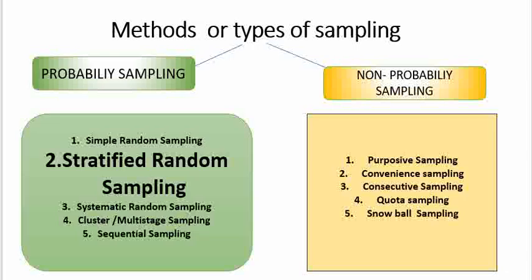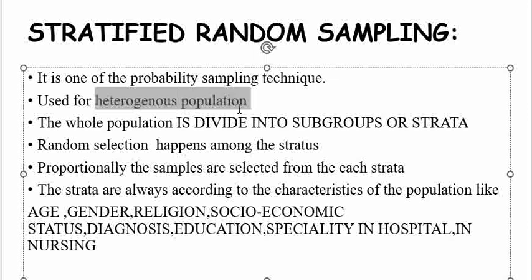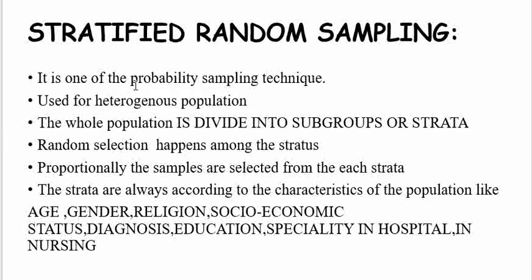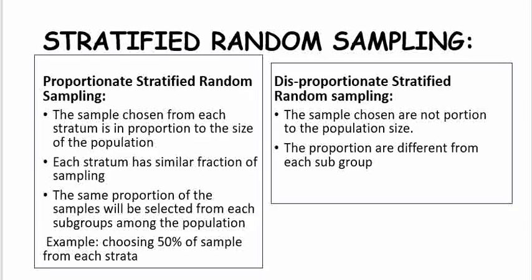In stratified random sampling, we use it where the group is heterogeneous in nature. So a heterogeneous population, and this is one of the probability sampling methods, as we know. The whole population is divided into subgroups or strata, and the random selection happens among the strata. Here strata means the different layers, that is, the different groups available in the population. That group can be based on age, gender, religion, socioeconomic status, diagnosis, education, or even the sickness, we can say the disease condition. All that can become one of the strata. Stratified random sampling is the technique which we can use if the group is heterogeneous.